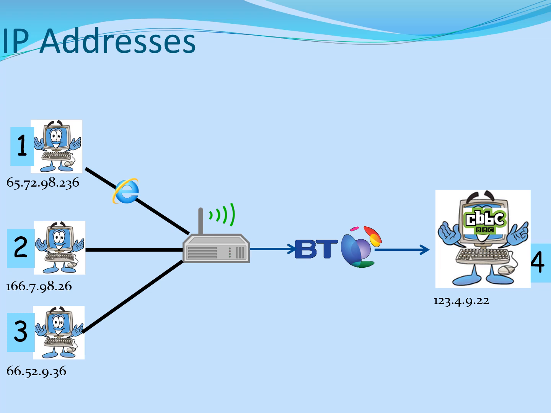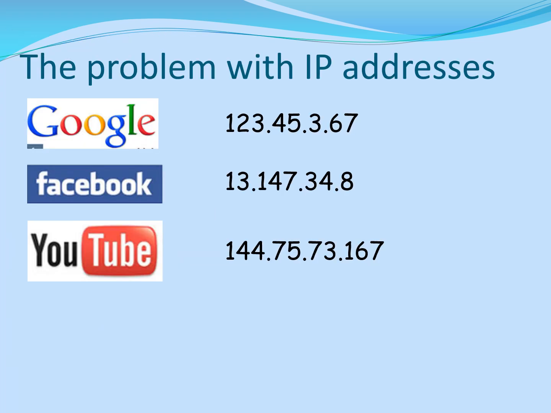And the CBBC computer would read that packet of information and then know that it had to send its web page back to this computer. That's essentially how computers use IP addresses. They use them to communicate with each other, just like humans use the address of a house to send a letter to somebody.